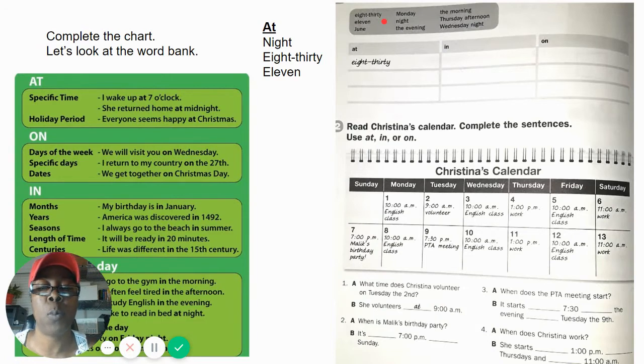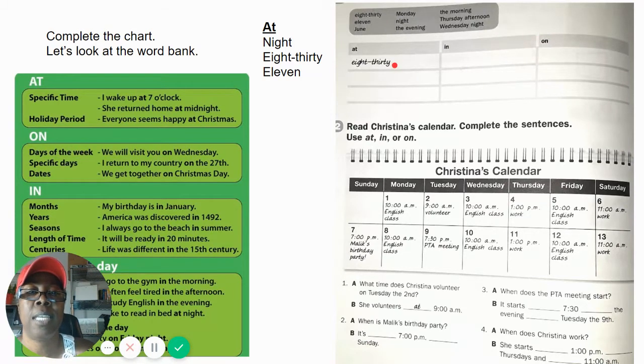So let's first look at the word bank, and I want you guys to just repeat after me the words that are in the word bank. 8:30, 11, June, Monday, night, the evening, the morning, Thursday afternoon, Wednesday night. So let's talk about which of these phrases goes under which category, right?